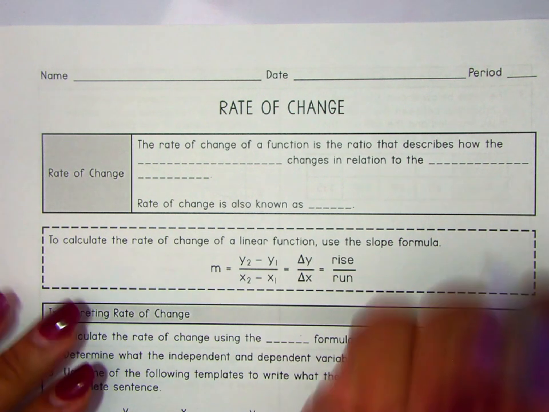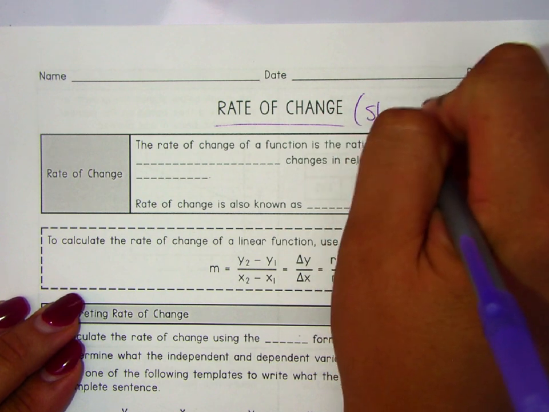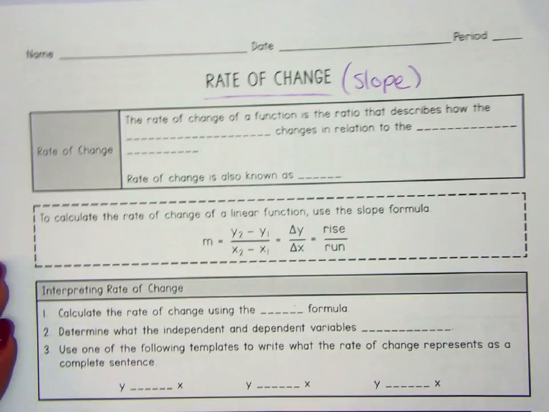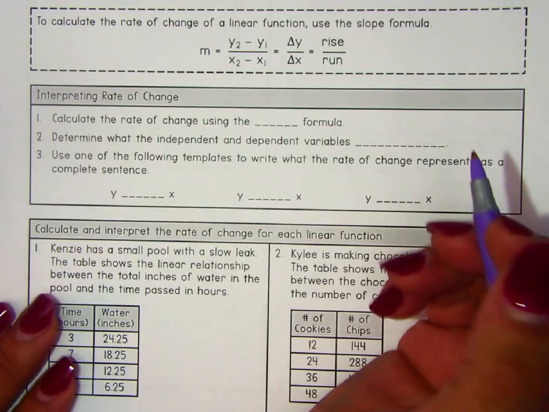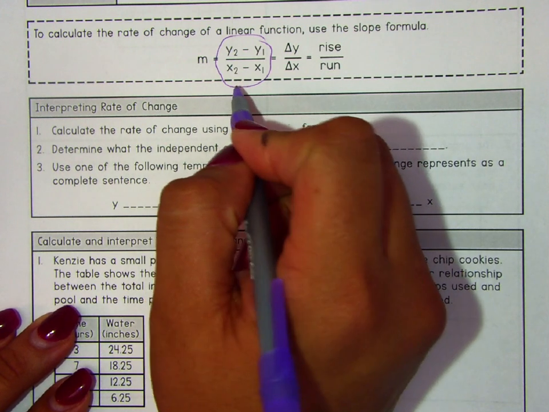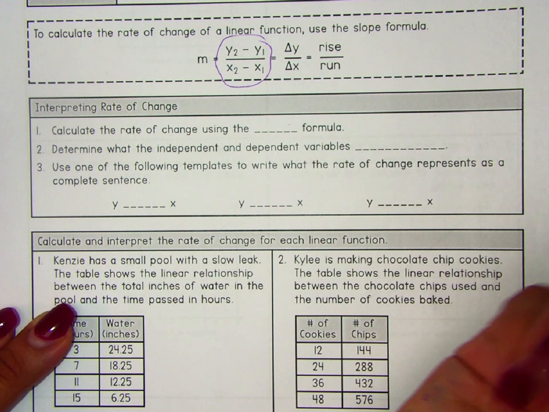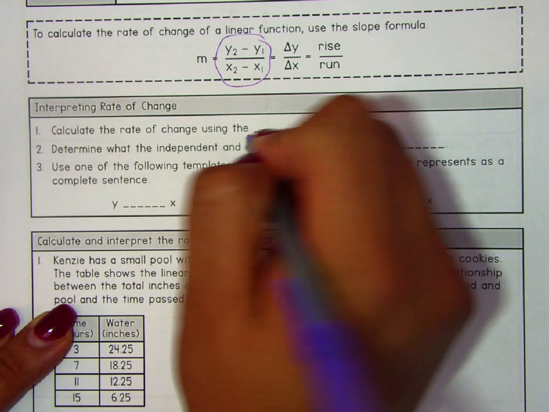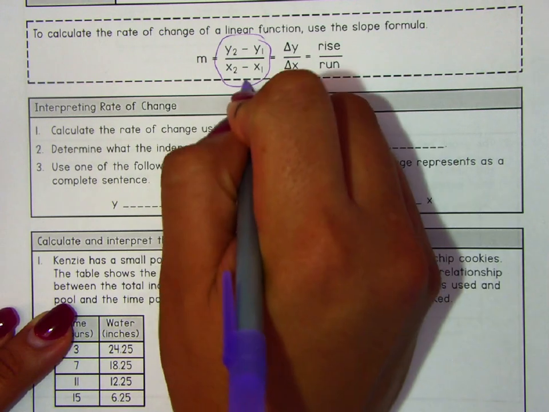Alright students, in this video we're going to review rate of change, which we mentioned is the same thing as slope. Let's skip all this and go straight to the important information, which is making a connection that slope and rate of change can be found through the formula chart. In y2 minus y1 over x2 minus x1, you're going to calculate the rate of change by using the slope formula, which is this one.